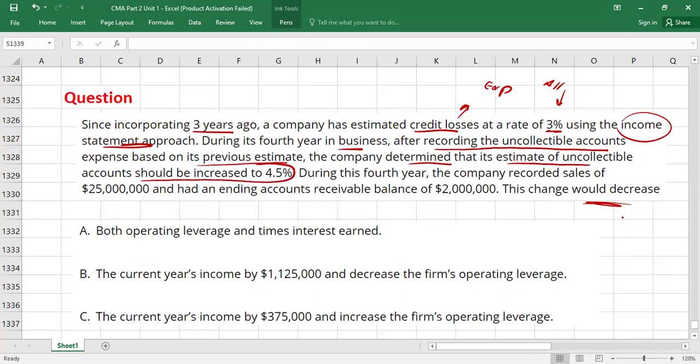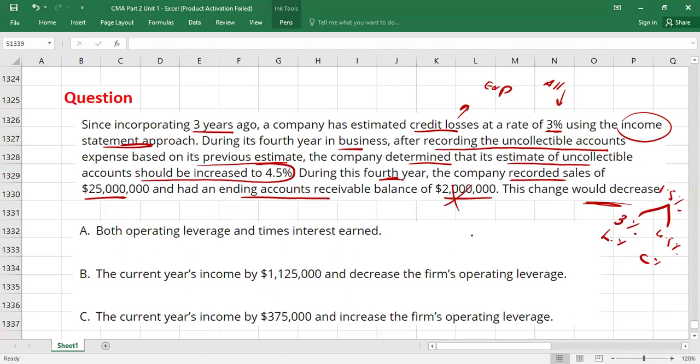It means if last year the expense allowance was 3%, in the current year it is 4.5%. It means your expense has increased by 1.5%, right or wrong? Because in the fourth year your estimate is 4.5%, and last year it was 3%. So your allowances, or in other words expenses, are increased by 1.5%. Now, during the fourth year, the company recorded sales of 25 million, and accounts receivable balance is 2 million.